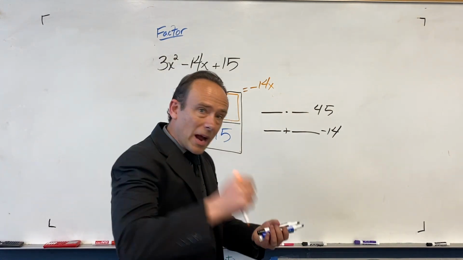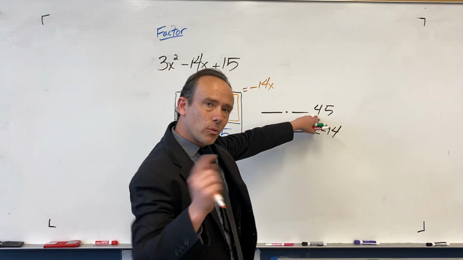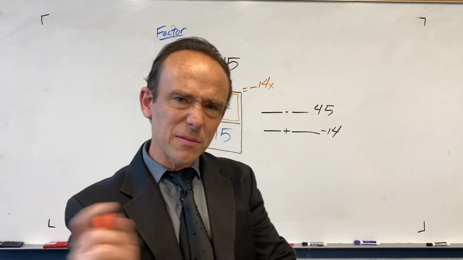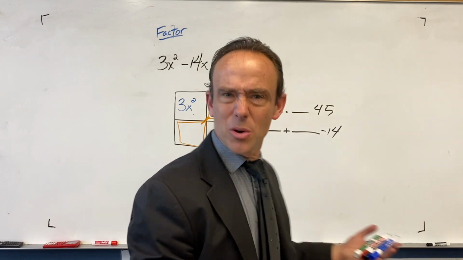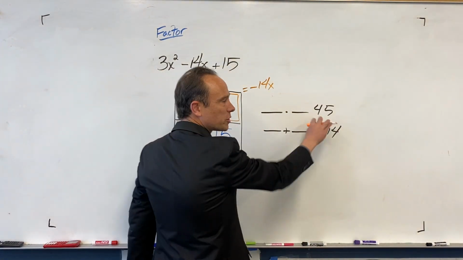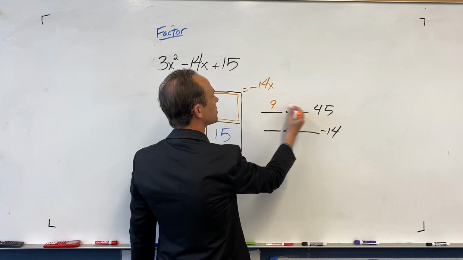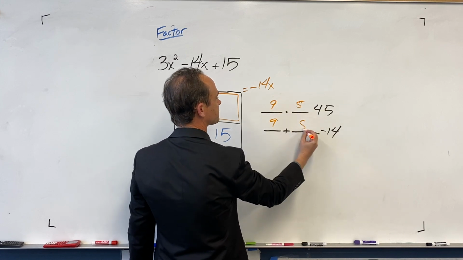All right, let's see what we got here. I would just grab my calculator and start thinking about ways to get to 45, like 45 divided by 8, 45 divided by 7, 45 divided by 6, whatever. I know 45 is 9 times 5, and I can see how they're going to get me to 14. So I'm going to go 9 and 5.